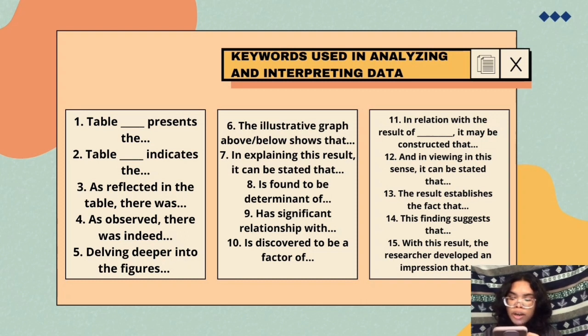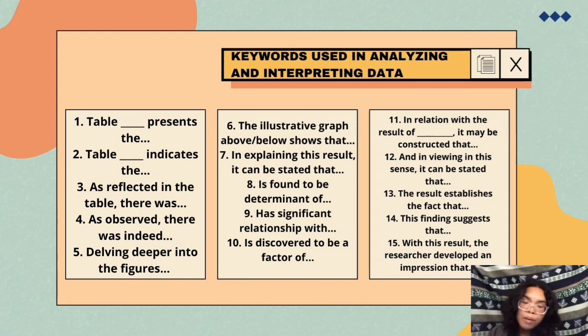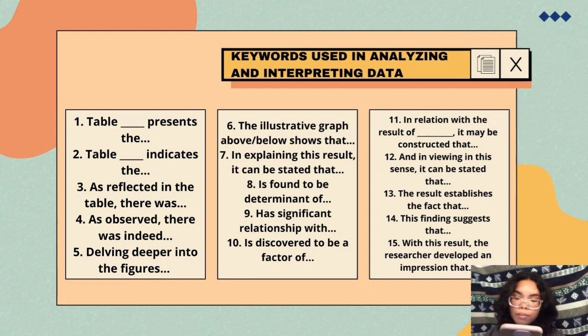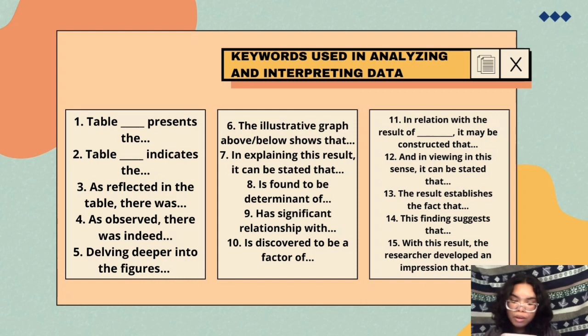keywords used in analyzing and interpreting data. Number 1. Table blank presents the blah blah blah. Number 2. The table blank indicates the. Number 3. As reflected in the table, there was. Number 4. As observed, there was indeed. Number 5. Delving deeper into that figure. Number 6. The illustrative graph above / below shows that.